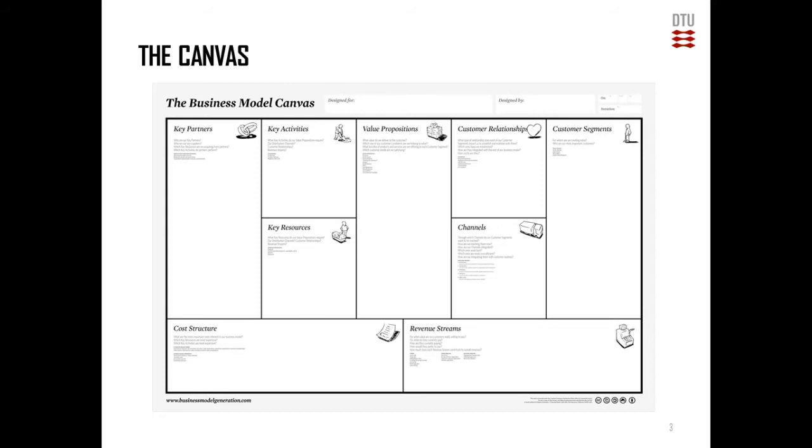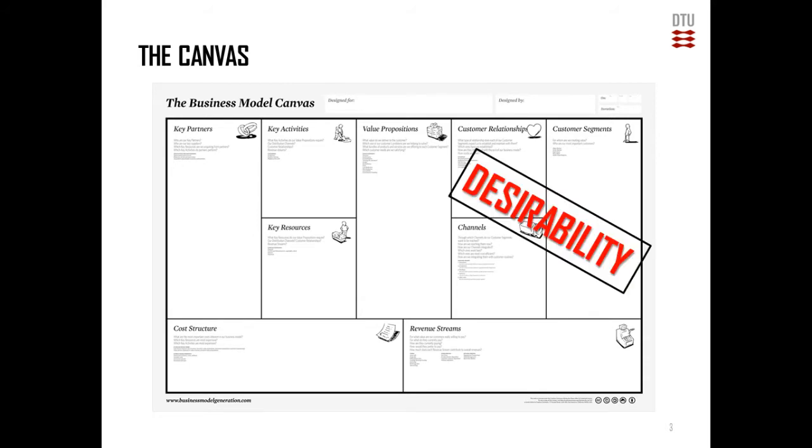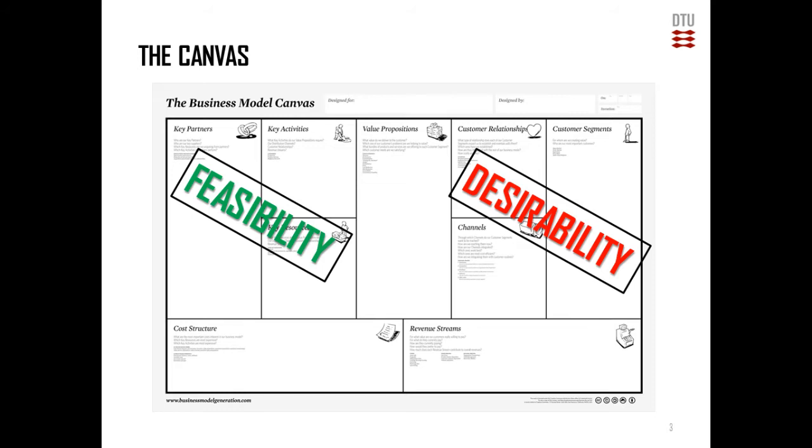The concept is inspired by the 3 constraints of design thinking: desirability, feasibility, and viability. Now, let's have a look at the 9 building blocks.